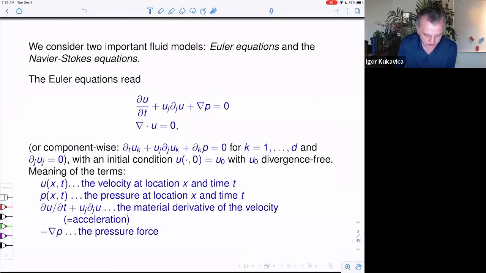So the Euler equations are equations for the velocity and the pressure of a fluid which is inviscid and incompressible. So u is the velocity, p is the pressure. This term represents the acceleration of a particle. So this could be viewed as a Newton law: acceleration is equal to force. p represents the pressure forces, and in the Euler equations there are no other forces than that.